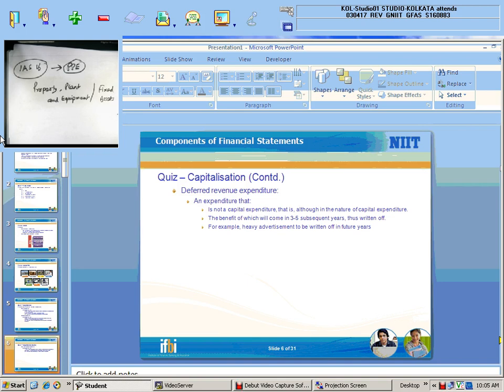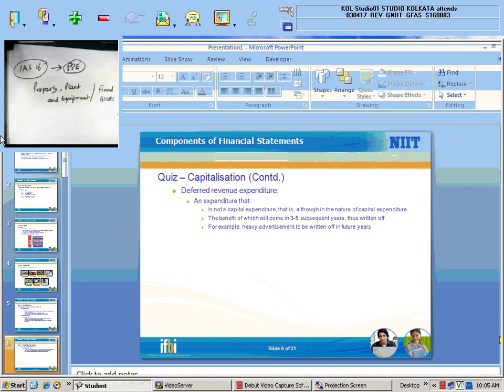Unless you are buying an insurance policy which is valid for 5 years, where you are required to pay the entire premium upfront, then the first year premium will be expensed as a revenue expenditure, and the remaining 4 years' premium will be treated as deferred revenue expenditure.